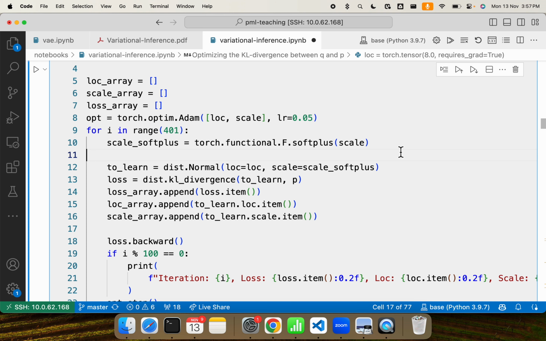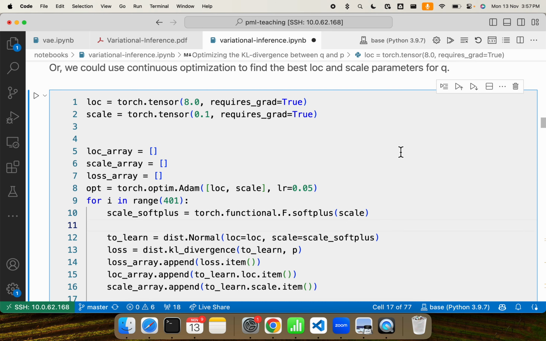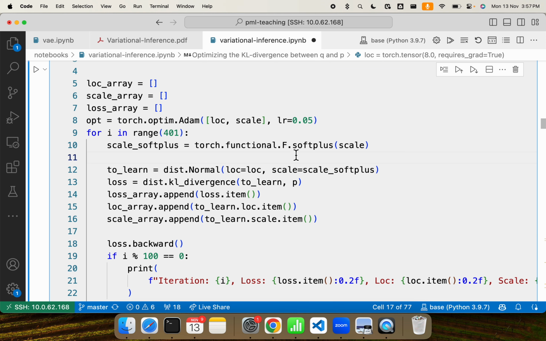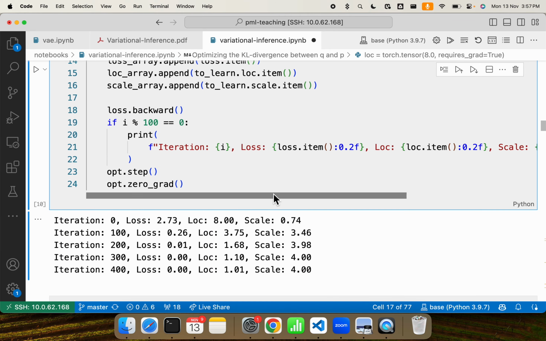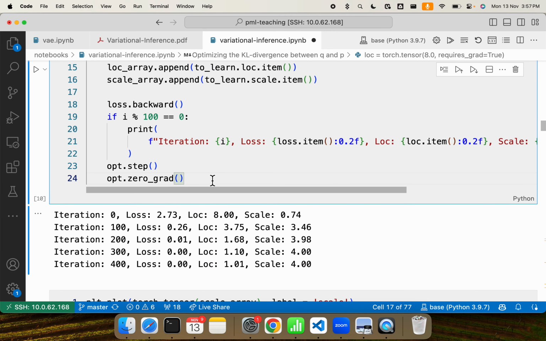What is the constraint here? We have a normal distribution, which is parameterized by location and scale, and the scale has to be greater than 0. So therefore we have to create a non-negative quantity here. And then I'm just saying that this is my learned distribution Q, which is parameterized by location and softplus of scale, and I define my loss as a KL divergence between Q and P, and then I just need to call the gradient update rule.